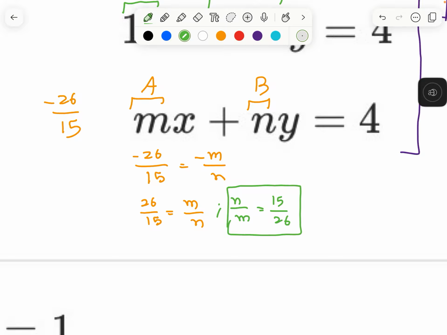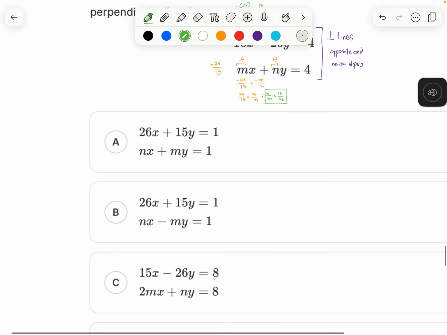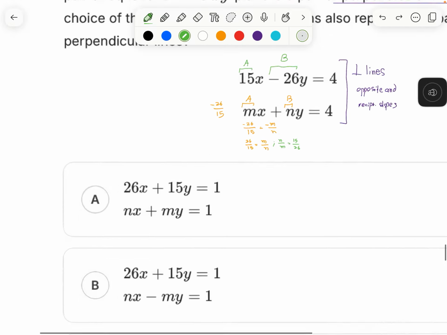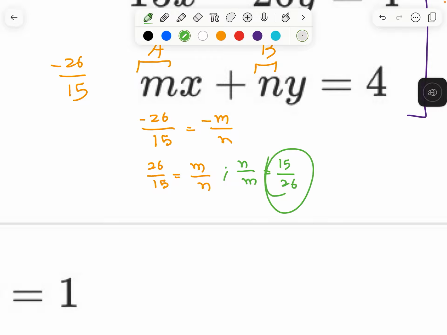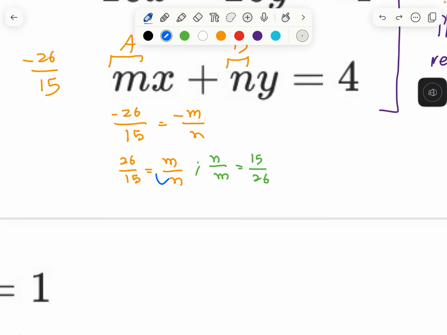So we're left with this ratio. Now, you'll realize that's incredibly helpful for this problem, because since you're trying to find which one of these pairs of equations are perpendicular lines, you can use the fact that n over m equals 15 over 26. Because you know a value, 15 over 26, and if you know n over m, then you also know m over n, you know negative m over n, and likewise.